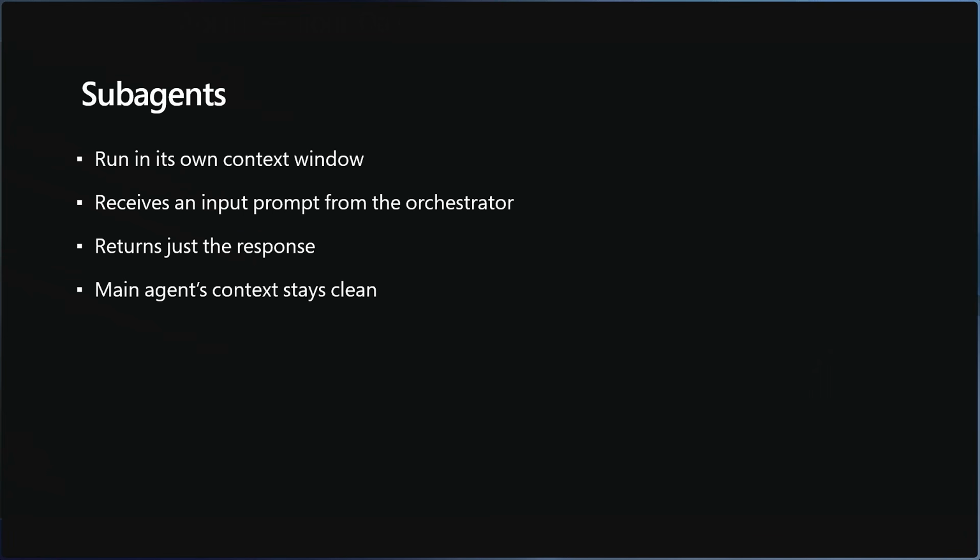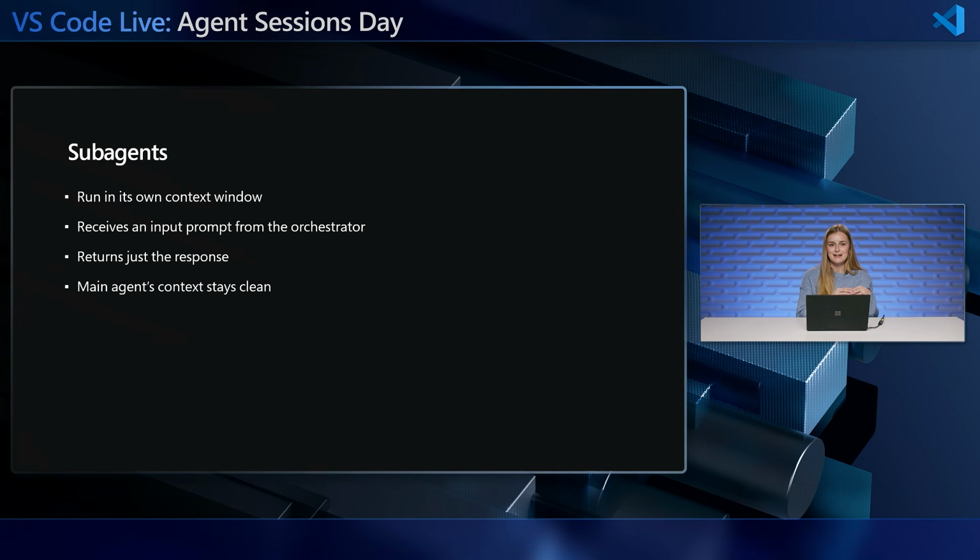And as I mentioned at the beginning, custom agents can either be specifically invoked via the dropdown or as subagents. And subagents is a really cool concept that I think some of our other presenters have already touched on. But what I really want to talk about here is that subagents run in their own context window. So we recently added the context widget in the chat input box that shows you how the context window is being used and consumed throughout your chat request.